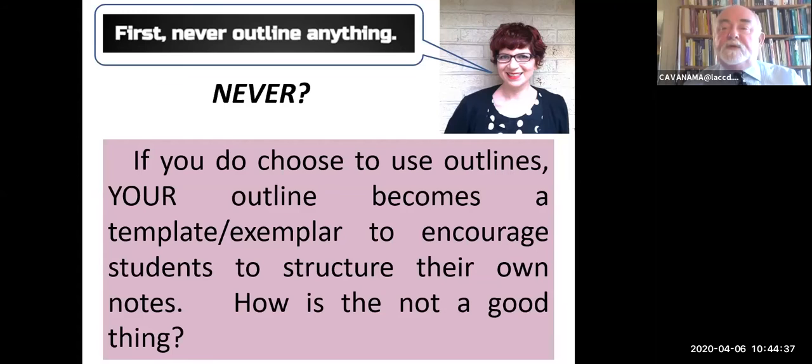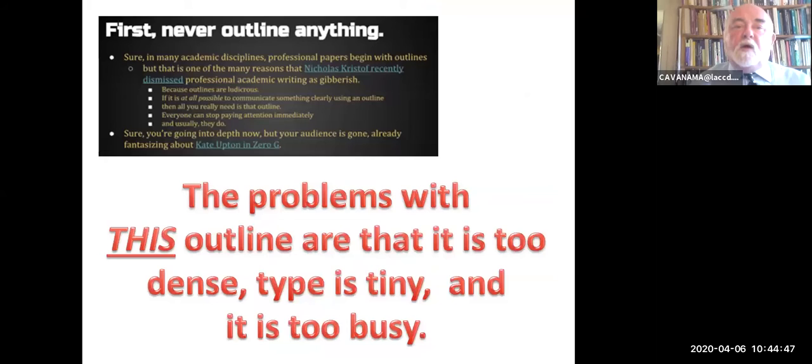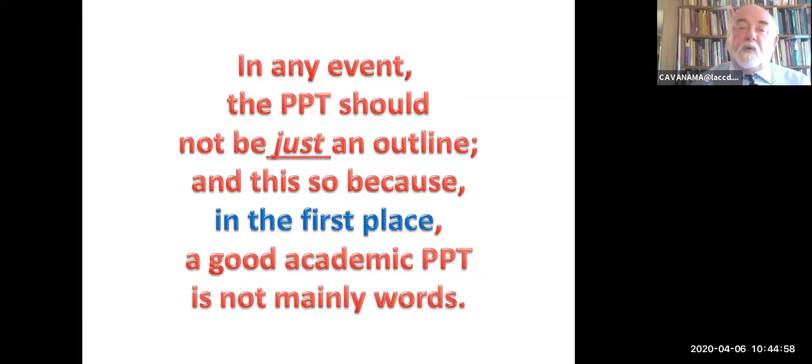If you do choose to use outlines, your outline can become a template, an exemplar to encourage your students to structure their own notes. And how can that not be a good thing? Go back to Schumann's example. The problems with this outline are, first of all, it's too dense, the type is too tiny, and lastly, it's just too busy.